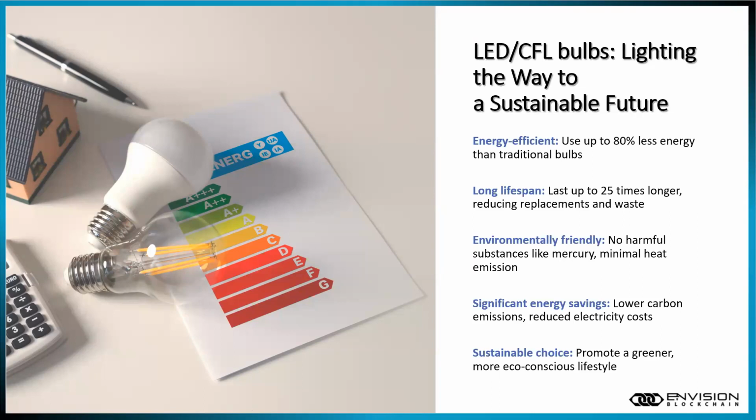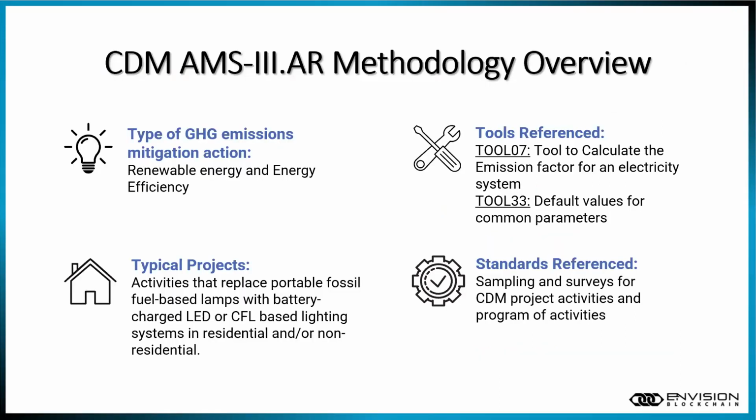CFL bulbs do contain small amounts of mercury that can be released into the environment if they break. However, switching to compact fluorescent light bulbs saves energy, which reduces dependency on fossil fuels that are burned to generate electricity. Since LED CFL bulbs are more efficient, they have a longer lifespan, which also reduces the use of resources in production. So, a quick overview of CDM's methodology.